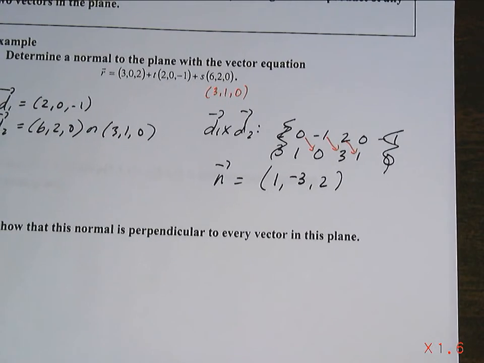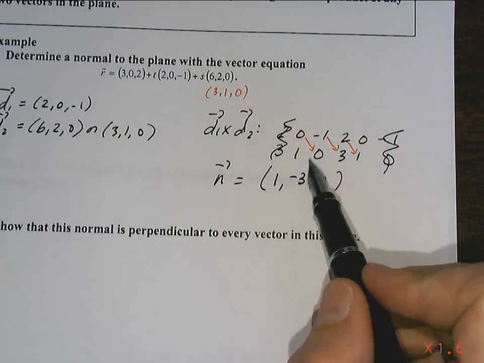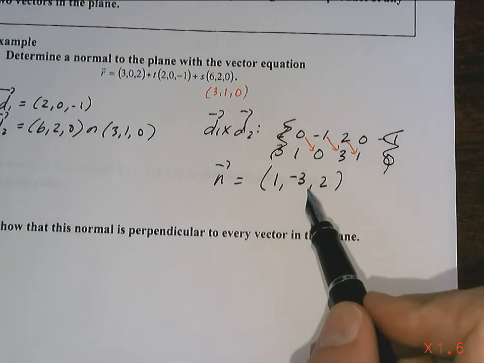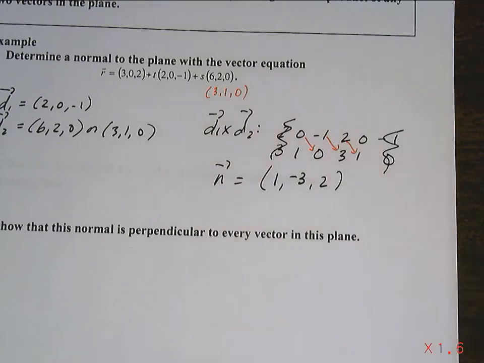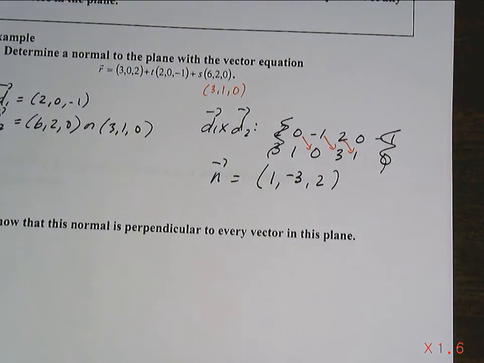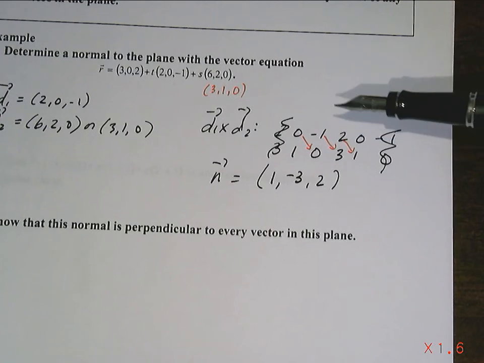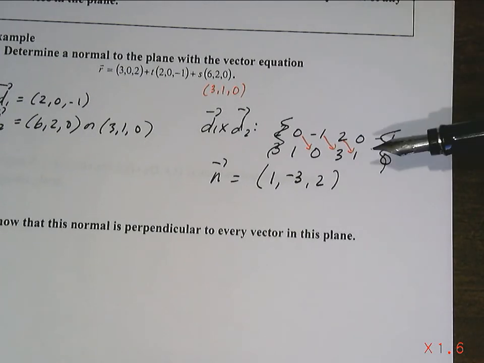Yay! Now, had I had the 6, 2, 0 in here, I would have got a normal vector that was larger here, but it too could have been reduced. And I'm going to leave that for you to do. So right now, you should pause the video, do your own cross with 6, 2, 0, and see what you get. Make sure that makes sense.